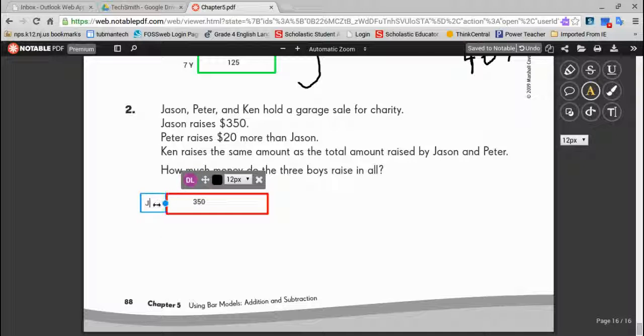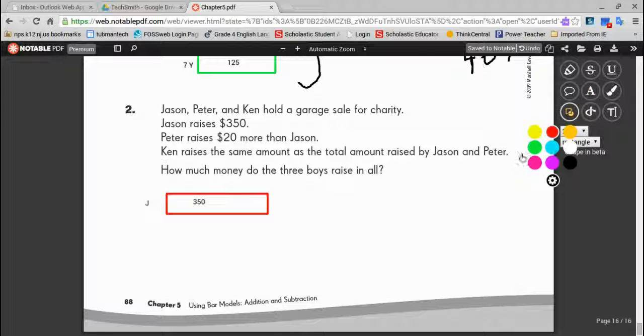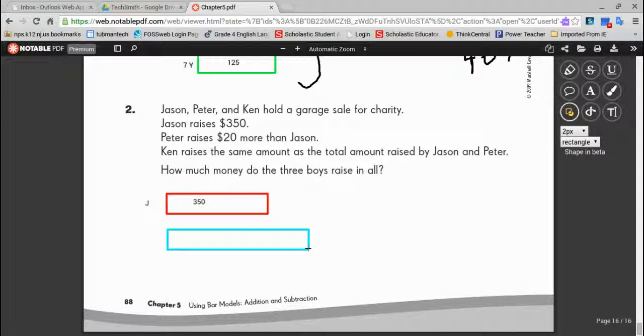Okay, my next sentence. Peter raises $20 more than Jason. So Peter has more than Jason by $20. So my next bar model will be for Peter. And of course, his will be bigger.